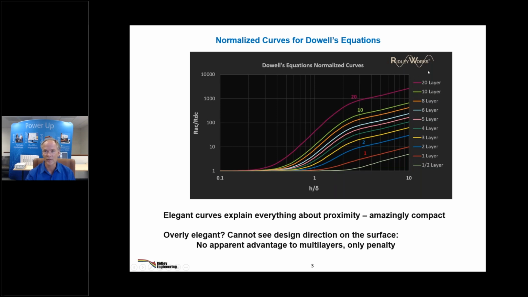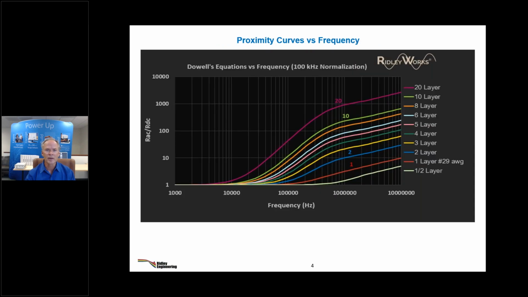You can get it from our software, of course. You can come onto our group on Facebook, and we have a file listing there for generating these curves. Lots of different ways for you to do this. Let's take away one of the normalizations.